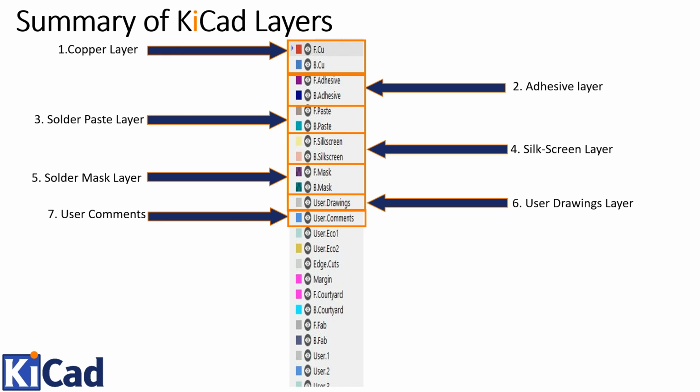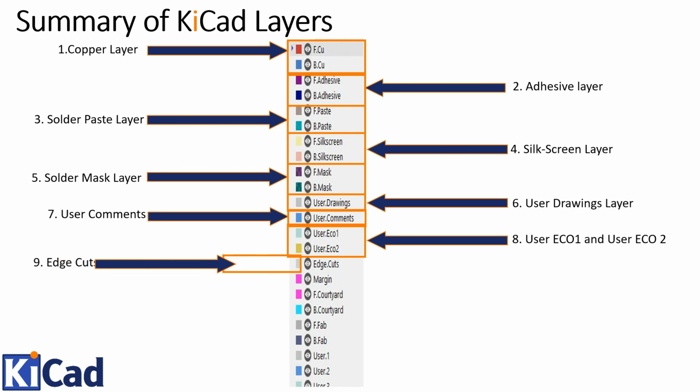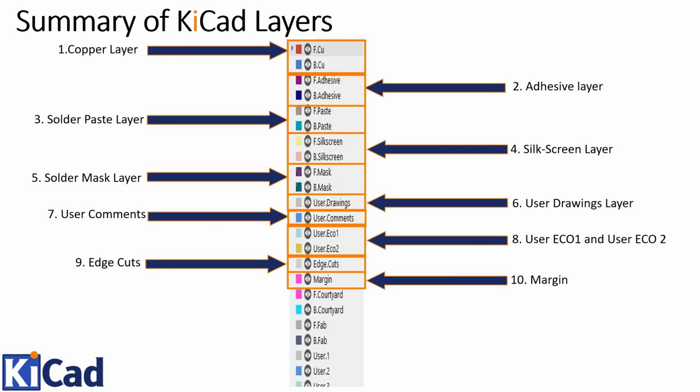Then we have user comments to add comments on the PCB, user Eco1 and Eco2 to add engineering change things on the PCB. Then we have the edge cut layer. This is very important. It actually defines the physical boundary of the PCB. Then we have margin layer, which can be used for specifying the margins. Then we have courtyard layer, that actually specifies the boundary of the component, and you cannot overlap the courtyard with any other component.